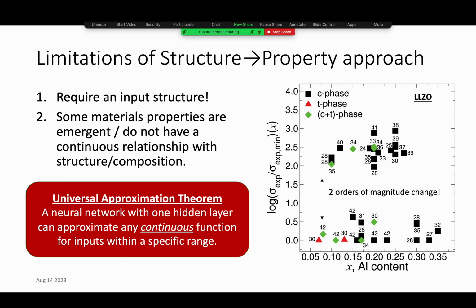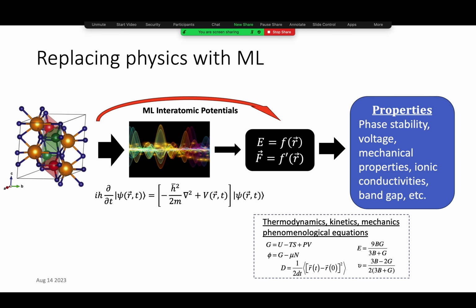So what's the solution, right? So this is where my proposal comes in, right? Which is that for a lot of the properties that we are interested in, there is actually no need to go straight from structure to properties. You can actually do structure to just energy and forces. In other words, the potential energy surface.